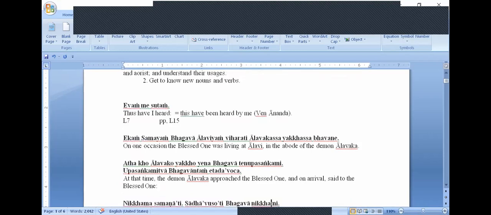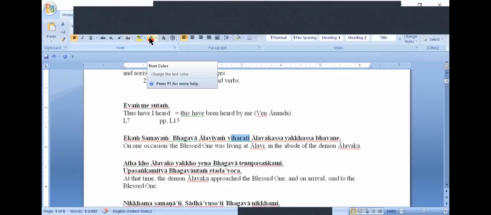So, now the story starts, no? Just like I explained briefly the story. So, at one time, on one occasion, Eka is one, all right? Samayam is one occasion. So, we can break here. Now, the subject is the blessed one, the Bhagava. He was living. Now, you can see the Pali is viharati. So, you get to know one verb here. And it translates as past tense.